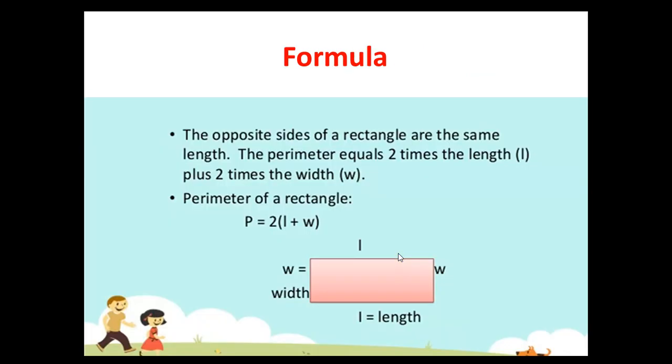Or I can use the formula. The opposite sides of a rectangle are the same length. The perimeter equals 2 times the length plus 2 times the width. So the perimeter of my rectangle will be 2 times length plus width. Here, for example, this is my length and this is my width. So I can use this formula, put in my numbers, and I will find my perimeter.